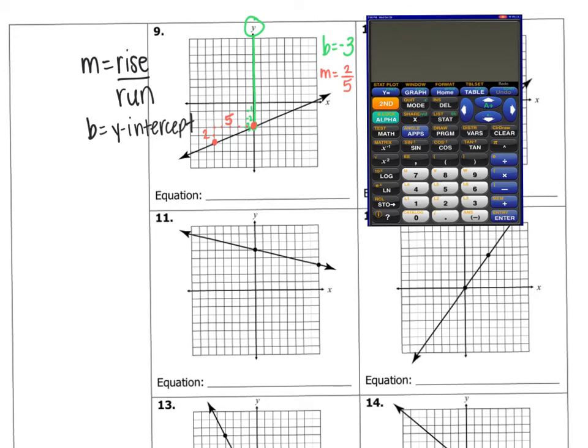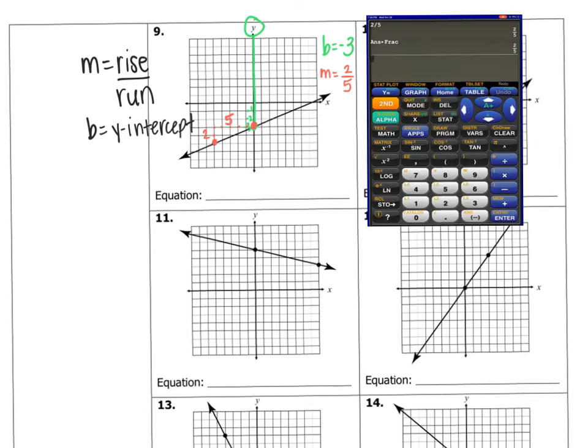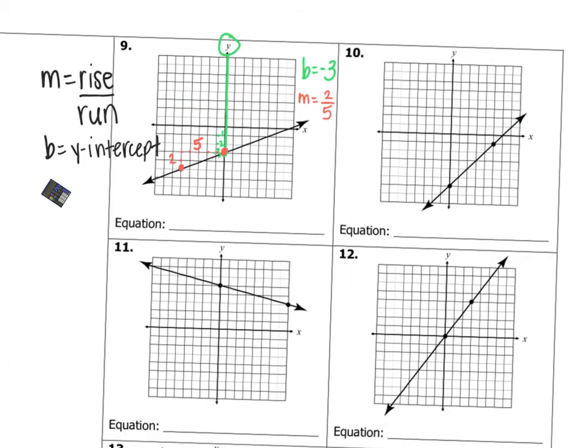All right, let's check to see if the fraction reduces. So 2 divided by 5. And on your graphing calculator, you'll have to hit math, enter, enter. And 2/5 is as reduced as possible. Perfect. So since that's the most reduced version, we can go ahead and write our equation. Y equals, instead of m, we'll write 2/5 x plus b, and our b is -3.